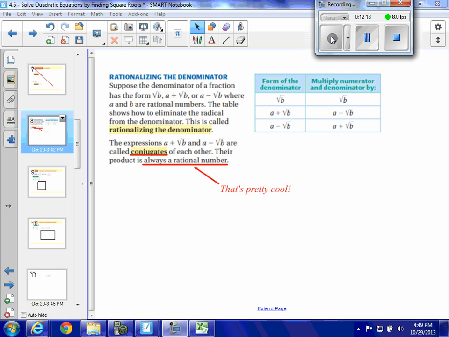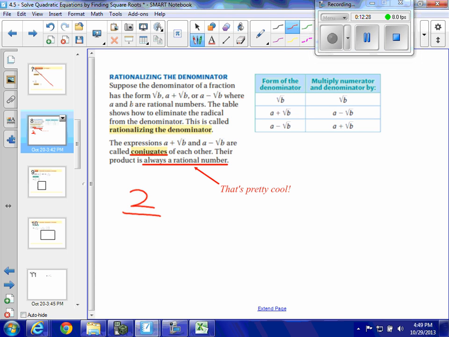There are 2 tricks to rationalizing the denominator of a fraction. So let's say I have the fraction 2 divided by radical 2. I don't want to have this radical 2 here in my denominator. I'm not allowed to have radical signs in the denominator. I have to get rid of it. Well, there's a way to get rid of a radical sign.